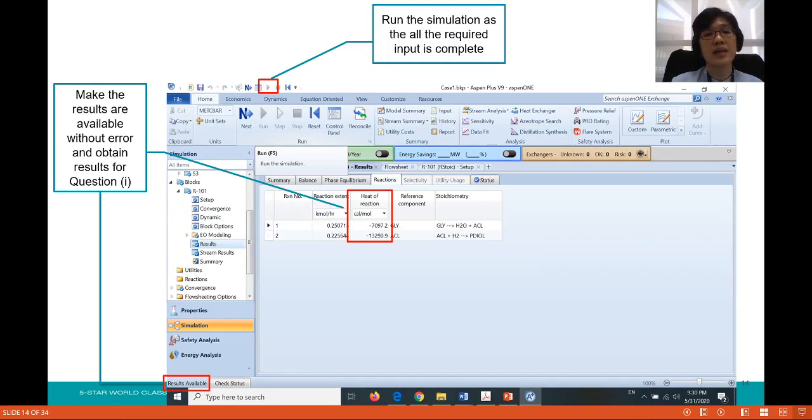With this, we can now run the simulation because we have enough information. Just click the run button, either here or here, and the results will be generated. Then you can go to the block R101, the reactor block. Under results, you can get the heat of reaction for the first reaction as well as for the second reaction. This is for you to answer question 1.